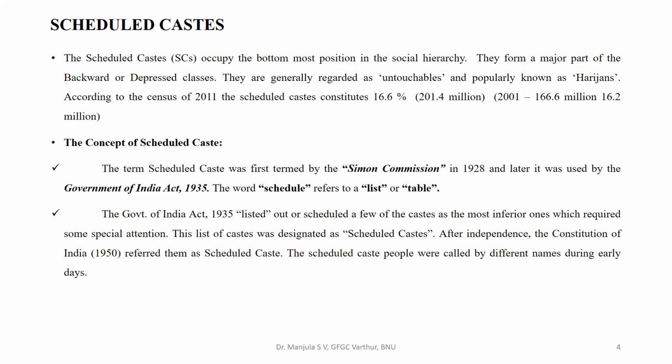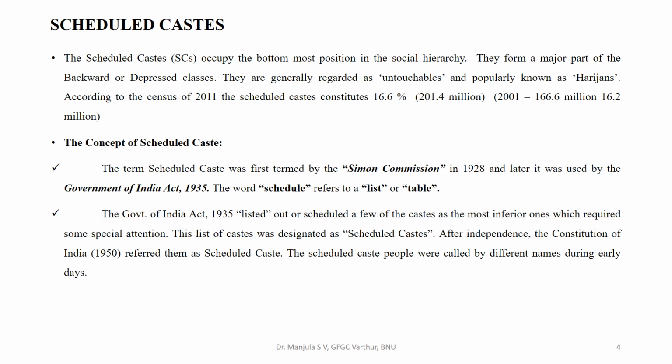The concept of scheduled caste. The term scheduled caste was first used by the Simon Commission in 1928, and later on it was used by the Government of India Act in 1935. The schedule refers to the list or a table. The Government of India Act 1935 listed out or scheduled a few of the castes as the most inferior ones, which required some special attention.